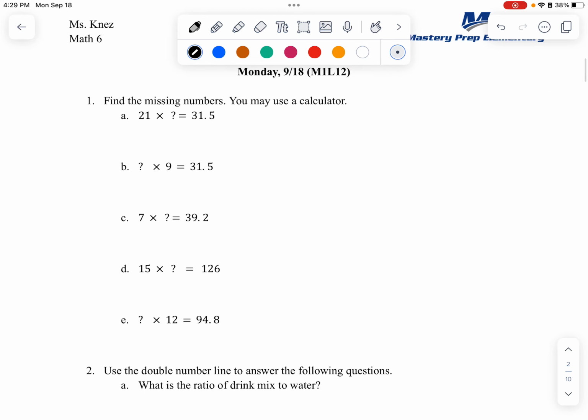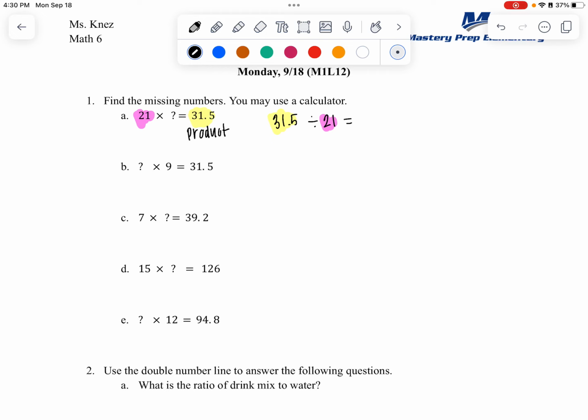On Monday night's homework, you have first a review question that we've been practicing a lot in class, which is just to make sure that we can use inverse operations to find the missing number in a multiplication sentence. I'll actually demo one of these. If I know the product, and remember the product is the answer to a multiplication question, is 31.5, I can divide my product, the answer, by the factor that I know, so in this case that's 21, in order to locate or to calculate the missing factor.